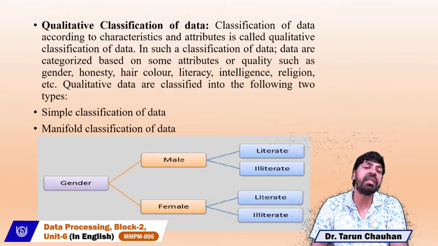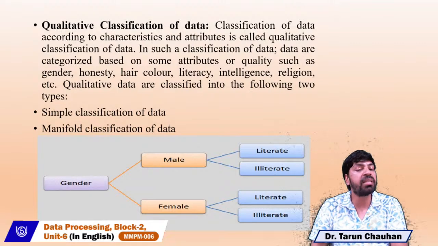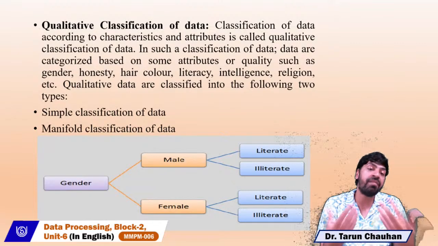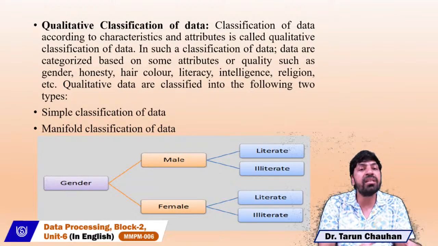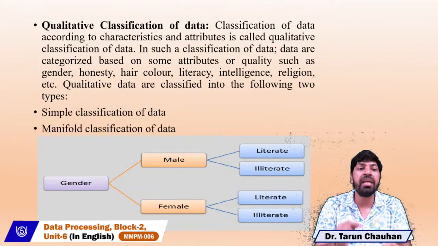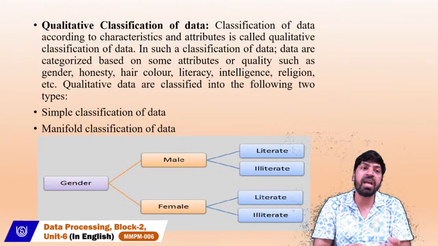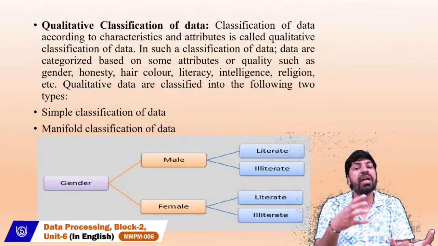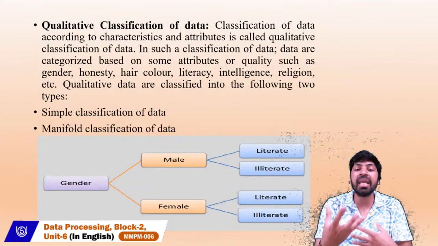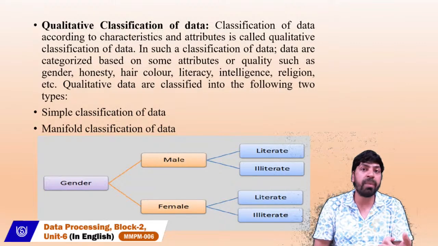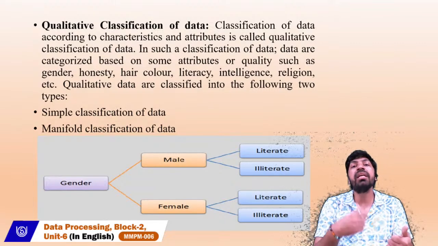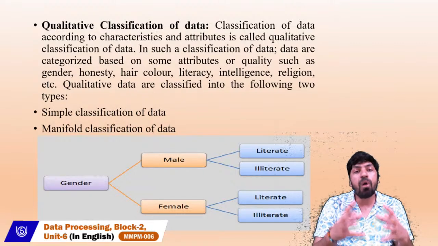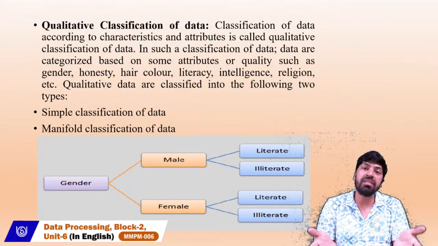Basically, qualitative classification is mainly divided into two parts: simple classification of data and manifold classification of data. This is an example that I have shown on the screen. That is gender, which is mainly classified into male and female. That's called a simple classification of data of a qualitative classification. In the diagram, it shows male and female. In another version, gender is classified into four main categories: male, female, transgender, and other. Accordingly, this is called simple classification of data.